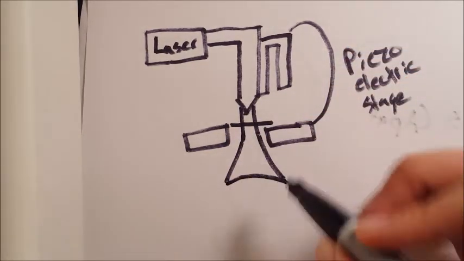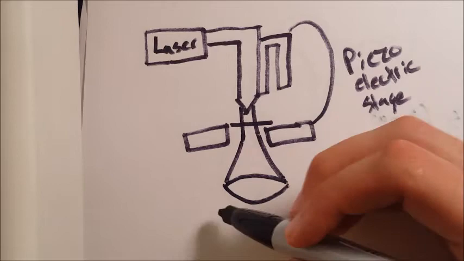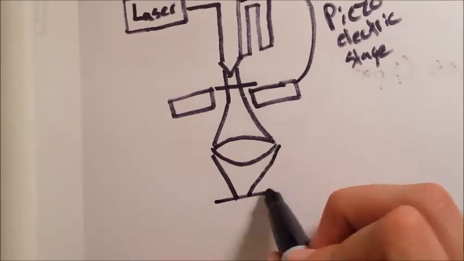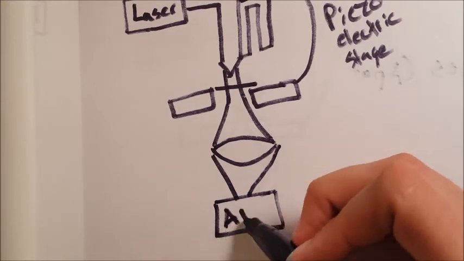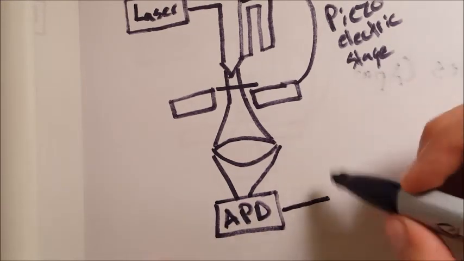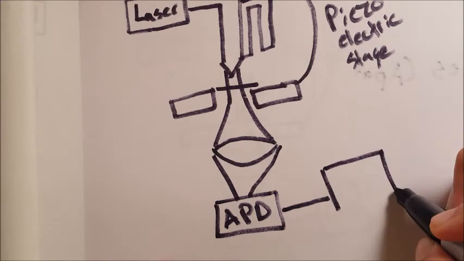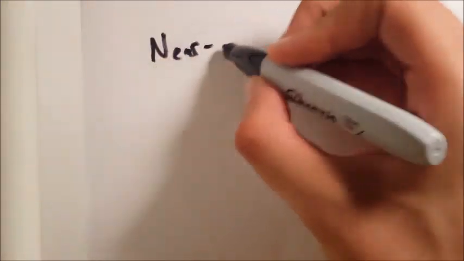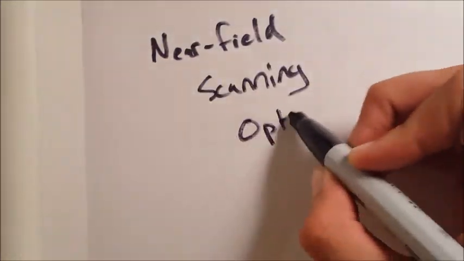So, using the laser light, you form the near field through your sample, which then you collect the light using a collecting lens, which typically you then send to an avalanche photodiode, which will turn light into electric signal, which then can be sent to your computer in order to process and give you data. And with that, that is the basics of near-field scanning optical microscopy.